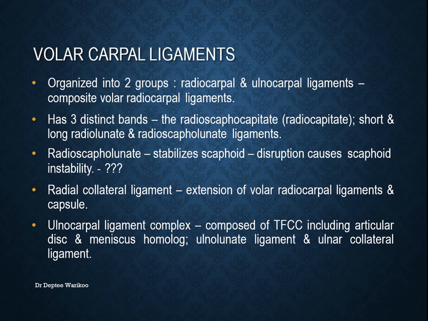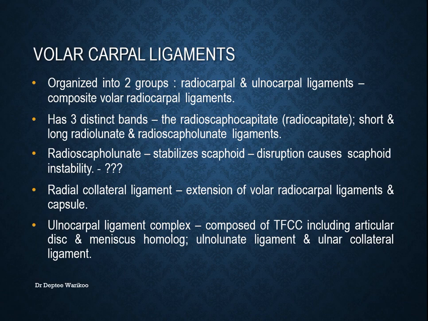The volar radiocarpal ligament is described most commonly as having three distinct bands: the radioscaphocapitate ligament, the radiolunate ligament, and the radioscapholunate ligament. The radioscapholunate ligament was once described as the most important stabilizer of the proximal scaphoid. Then we have the radial collateral ligaments, which may be considered as an extension of the volar radiocarpal ligament and capsule.